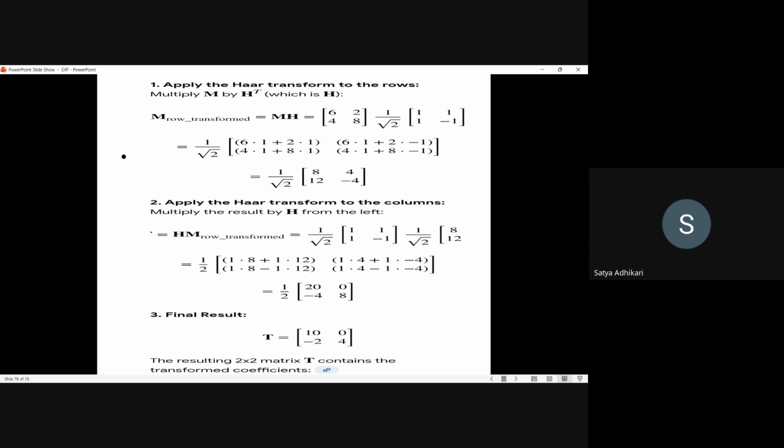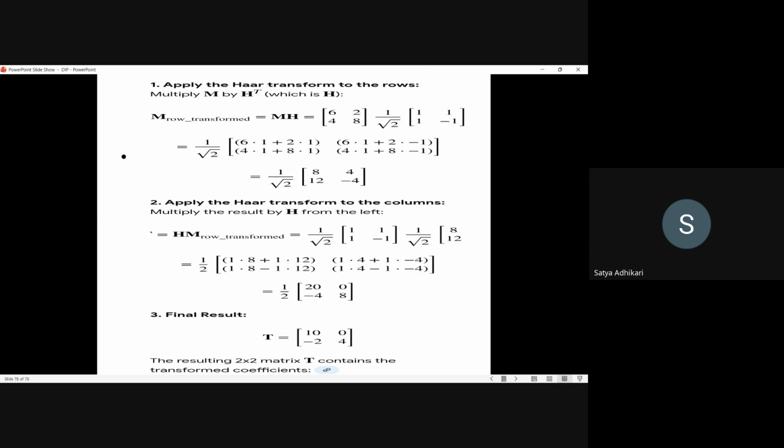So apply this Haar transform to the rows first. Row transform M into H. So M is equal to 6 2 4 8, into H, which is equal to 1 by root 2 times 1 1 1 minus 1. If we multiply this matrix, you see 6 into 1 plus 2 into 1, and 6 into 1 plus 2 into minus 1.